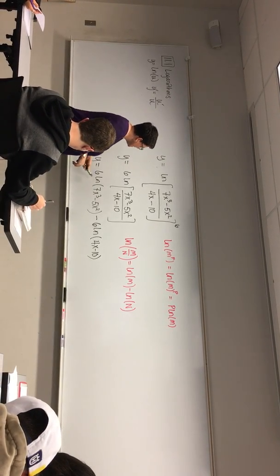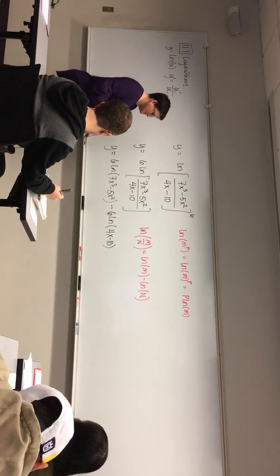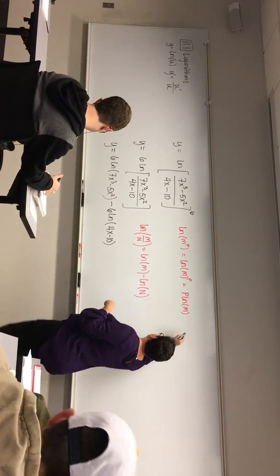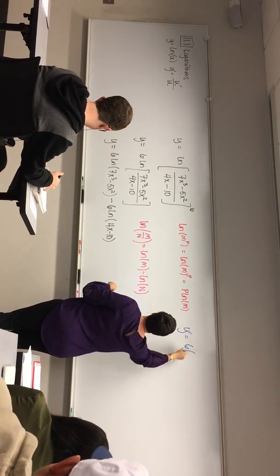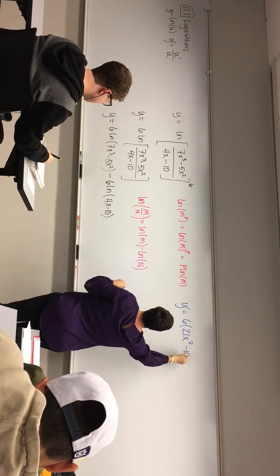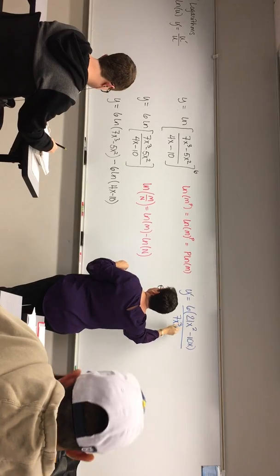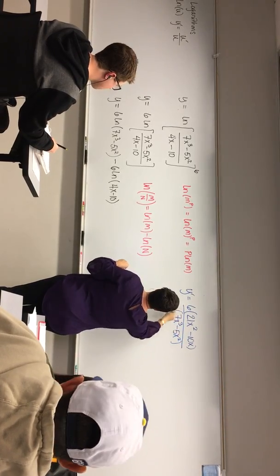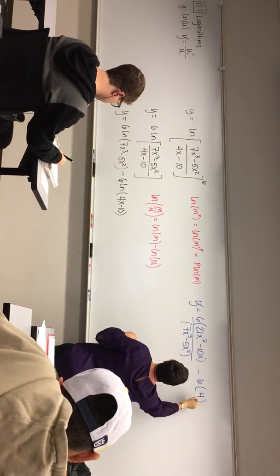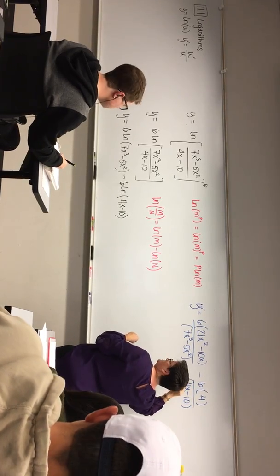So now, are we in natural log of an easy u, something that we can simply take a derivative of? Yeah, so what is it? Y prime equals, minus 6 times 4 over 4x minus 10.